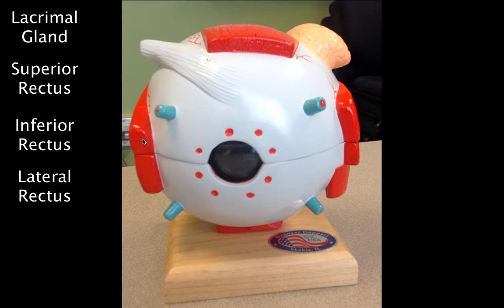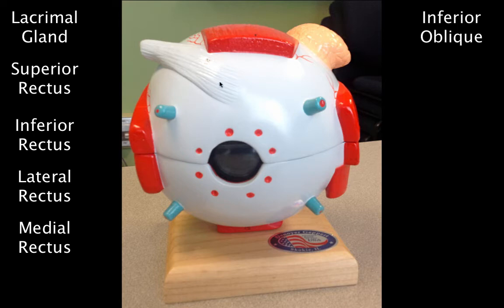Okay, that's going to be the medial rectus muscle, and name this muscle right here. Okay, that's going to be the inferior oblique muscle, and name this muscle right here. Specifically, this is the tendon to the muscle, but we're just going to call it the muscle for the sake of keeping things easy. Okay, that's the superior oblique muscle.